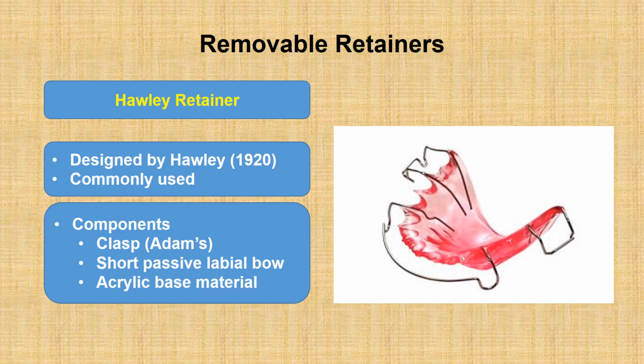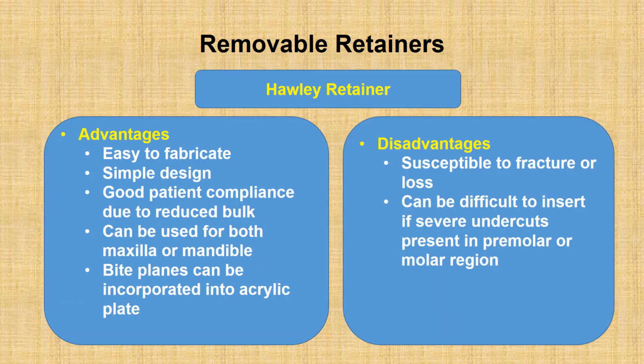Okay, now the removable retainers. Now, the Hawley retainer is one of the most commonly used, and it was designed by a chap called Hawley. Now, it has three components. One is the clasp, usually Adam's clasp. It's got a short passive labial bow, and it's got acrylic based material.